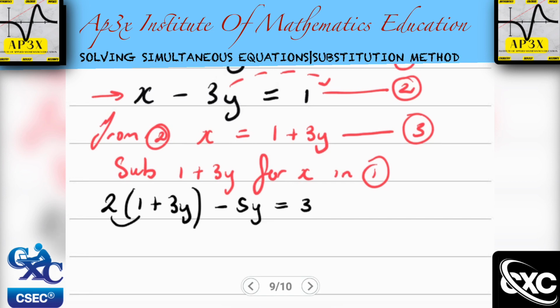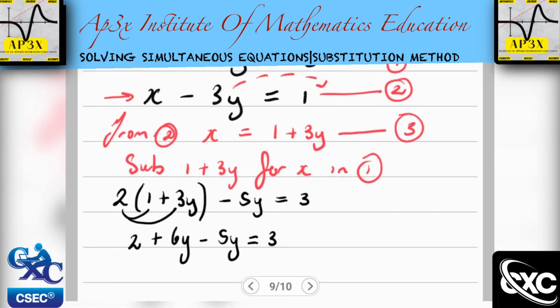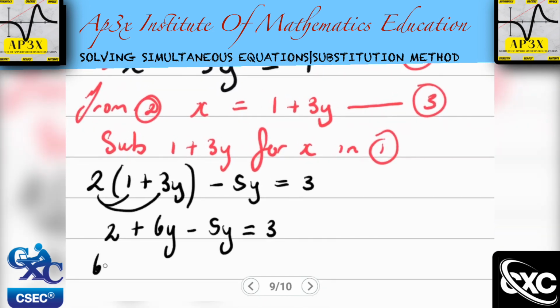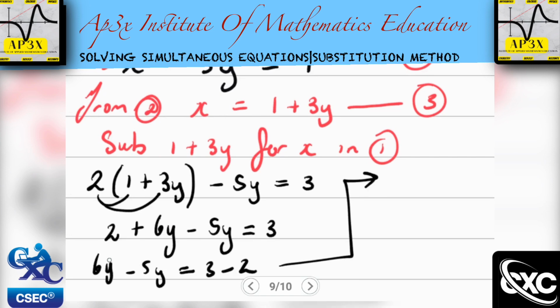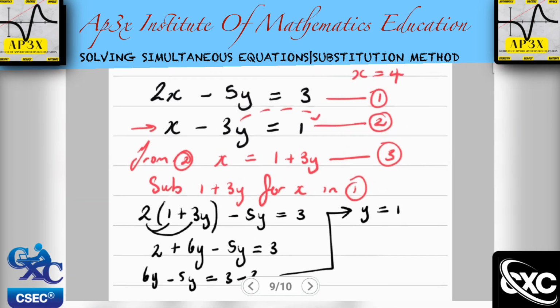Now distributing here, 2 times 1 is 2, and 2 times 3y is 6y minus 5y equals 3. And so easily then we can group like terms. We can say 6y minus 5y, and then I'm going to be transposing the 2 to the right side, so I'm going to end up equal to 3 take away 2. Positive 2 goes over, becomes negative 2, and the 6y and the 5y remain on the left hand side. So then what do I have? 6y minus 5y is, of course, y, and 3 take away 2 is 1. So therefore y is equal to 1.